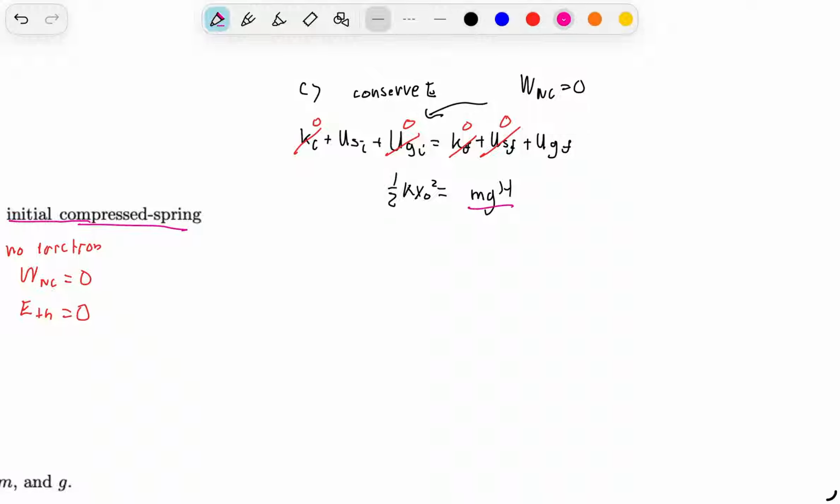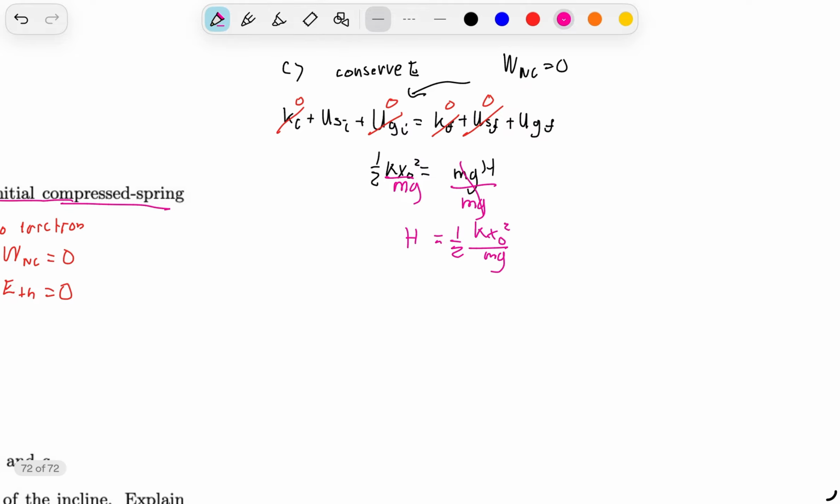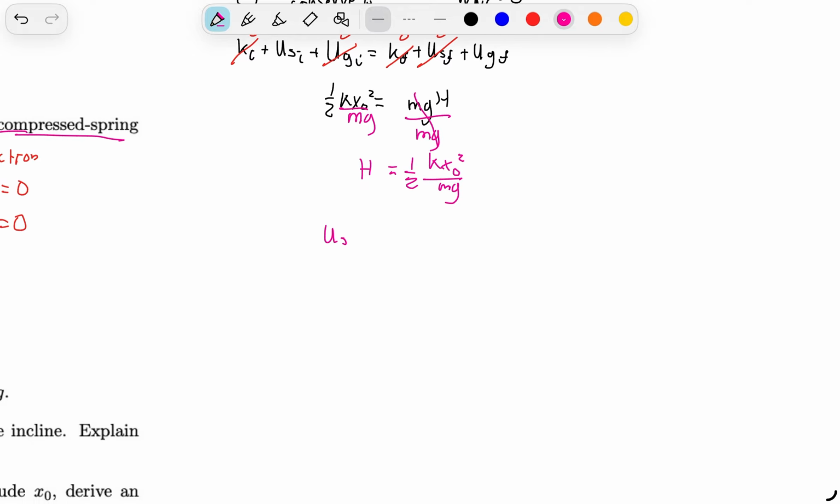Now, if we solve for just h, dividing both sides by mg, we have that our height is equal to 1/2 k x naught squared over mg. Now we can see all of that spring energy converted into gravitational, which makes sense.